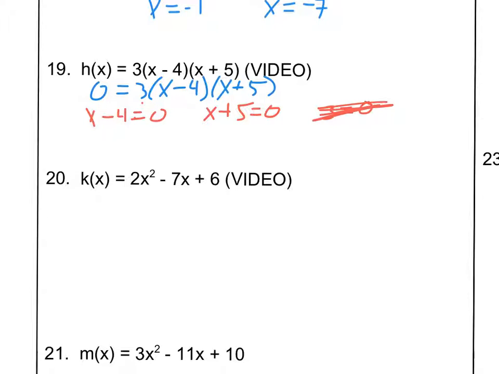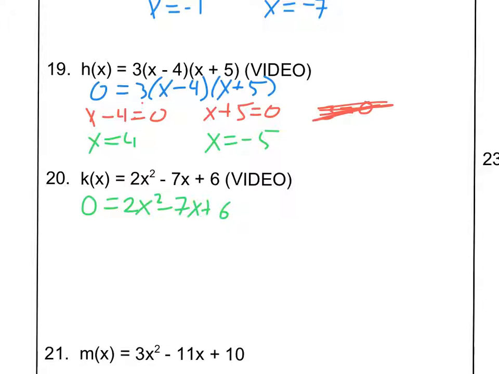That one doesn't make sense, so we're just going to look at the other ones and get x equals 4 and x equals negative 5. For number 20, we've got 0 is equal to 2x squared minus 7x plus 6. Our first venture into factoring for the spiral.